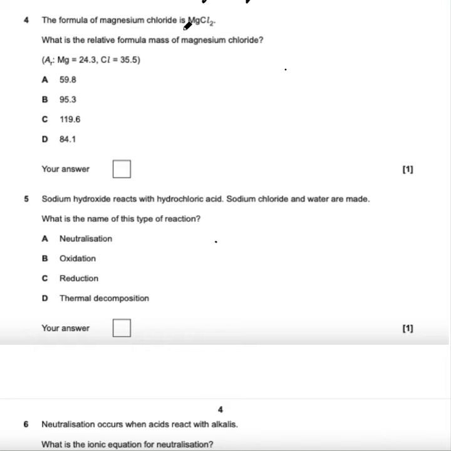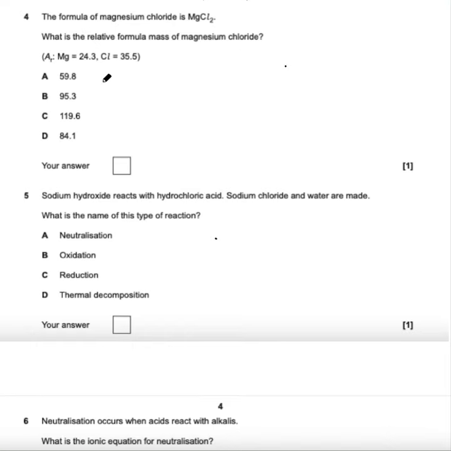The formula of magnesium chloride is MgCl2. What is the relative formula mass of magnesium chloride? You look at the Ar, which has been given, and you add how many times they appear. So magnesium is 24.3 and it only occurs once, so you add 24.3.